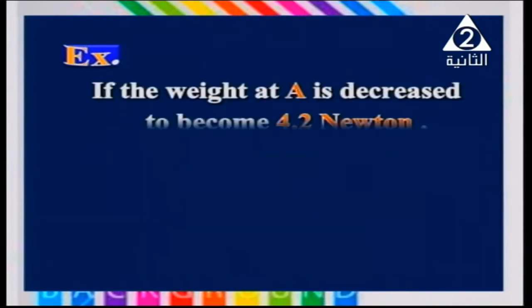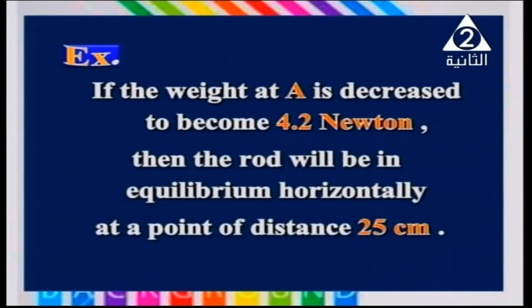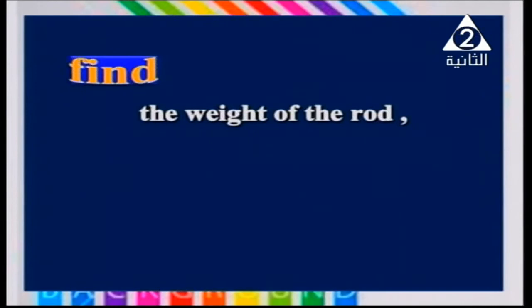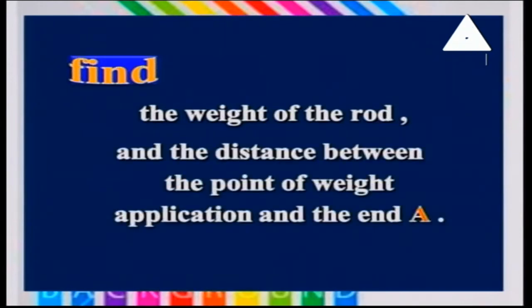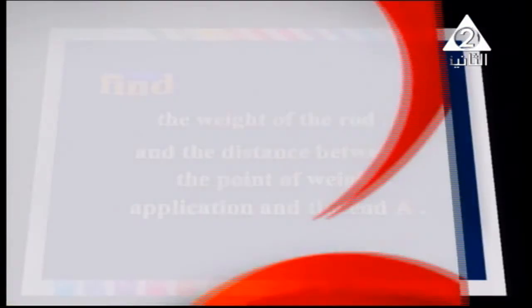If the weight at A is decreased to become 4.2 Newton, then the rod will be in equilibrium horizontally at a point of distance 25 centimeter. What is required? Find the weight of the rod and the distance between the point of weight application and the end B. Look at the solution.